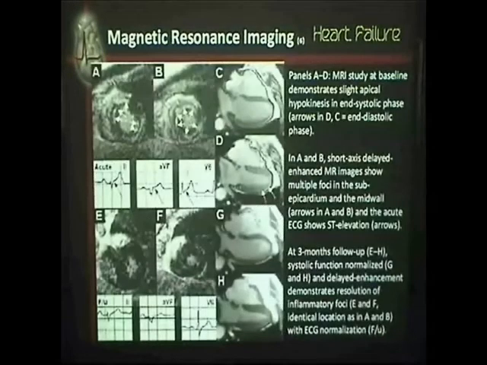These are the pictures after an MRI. You can see here there are multiple foci in the subepicardium. You can compare AB to EF, and you can see ST segment elevation in these 2 ECGs.